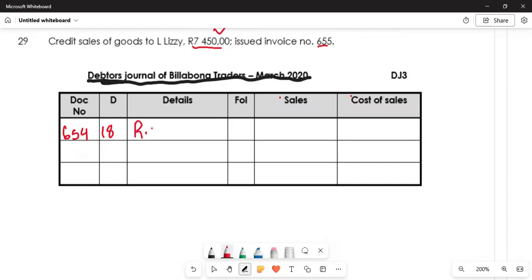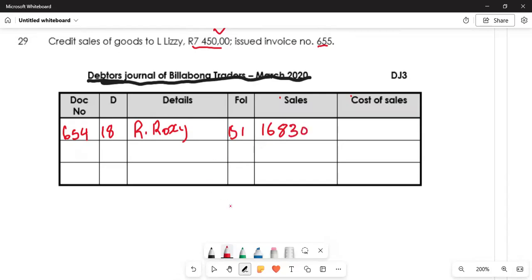R. Roxy, who is debtor number 1. Then we did sell on credit to him goods amounting to 16,830.